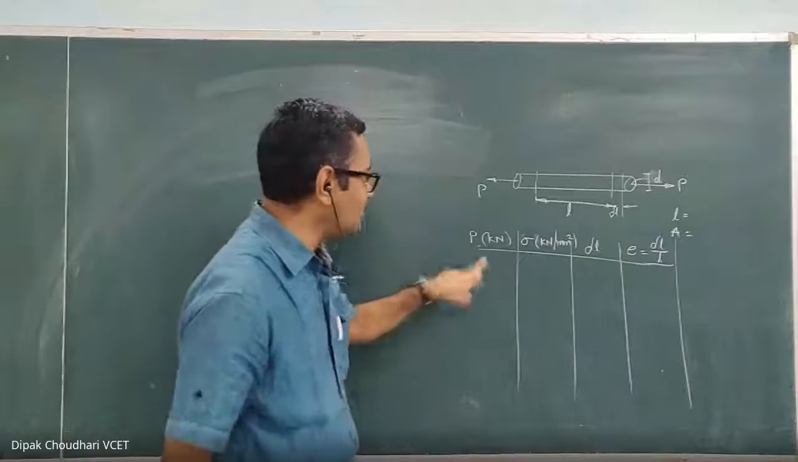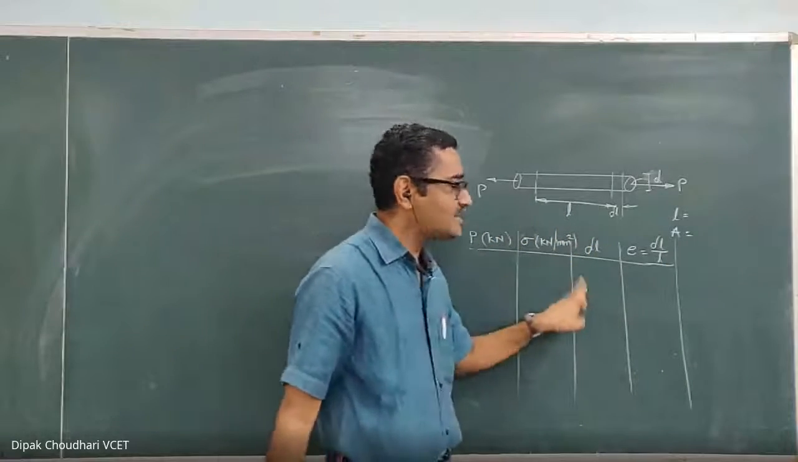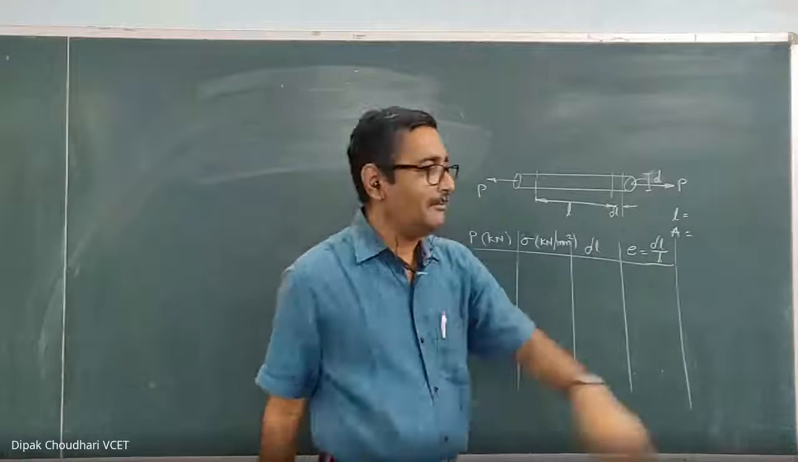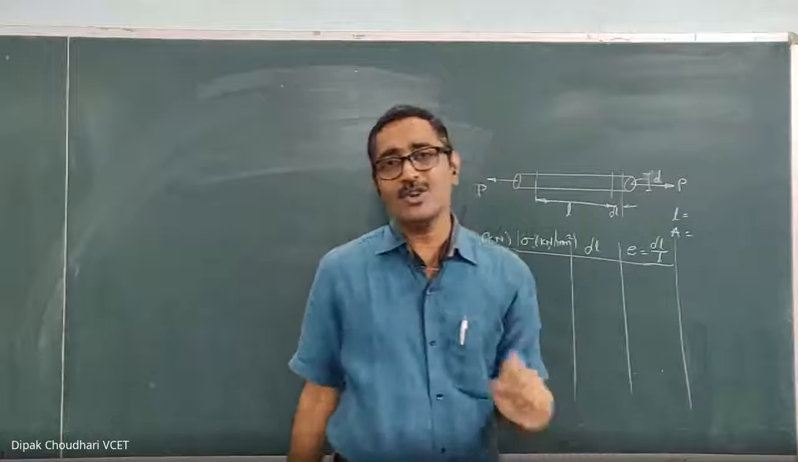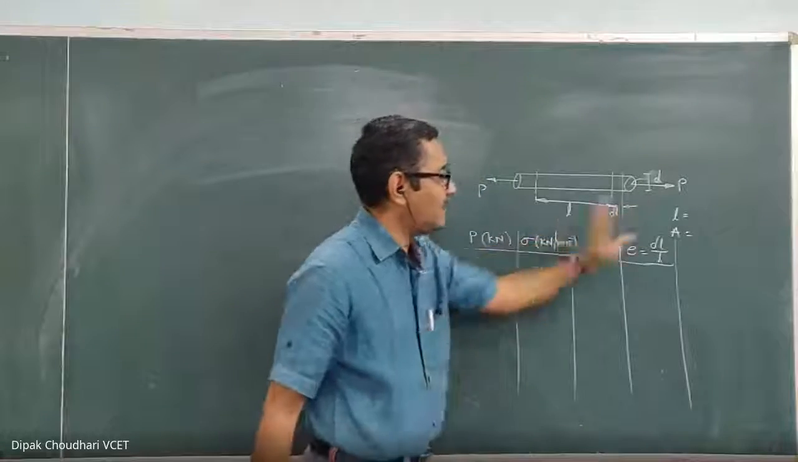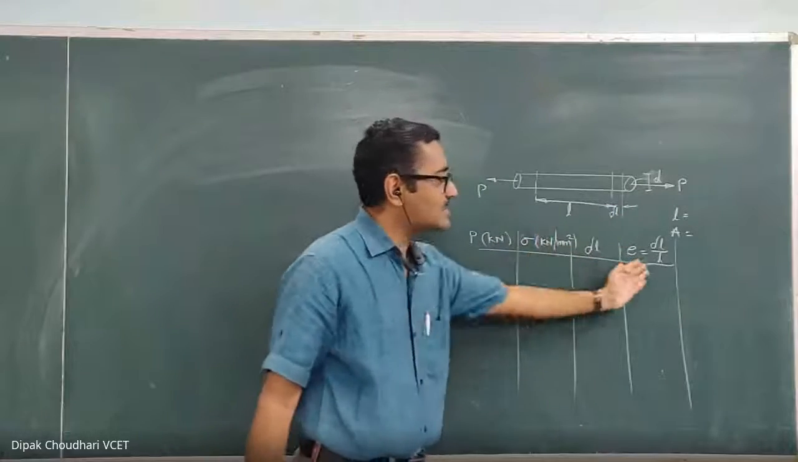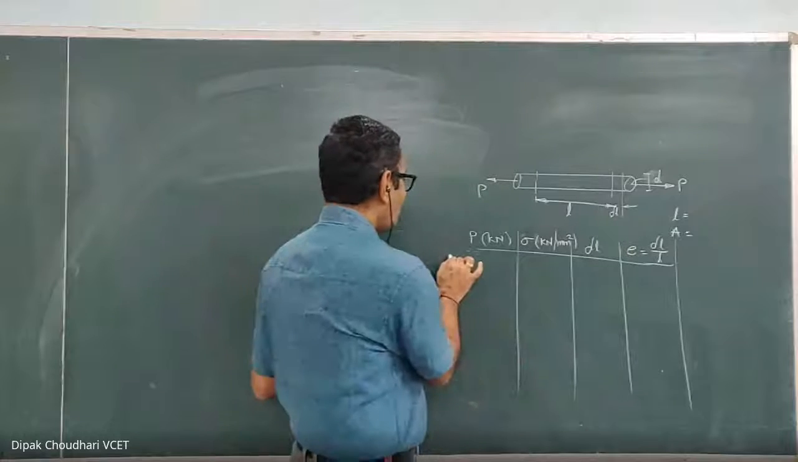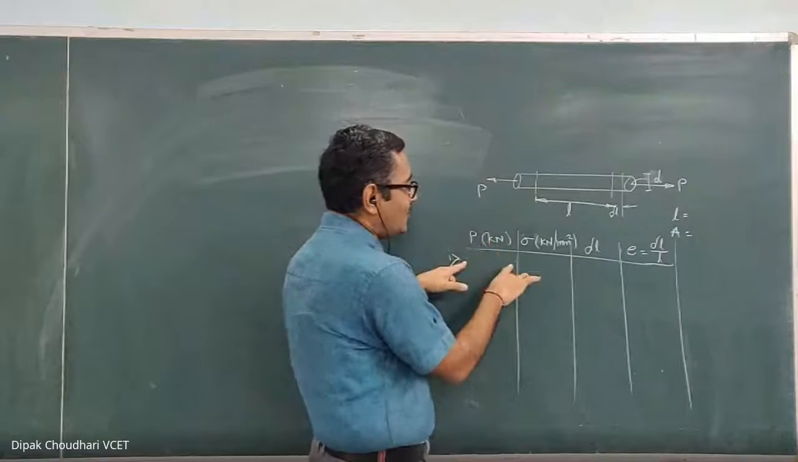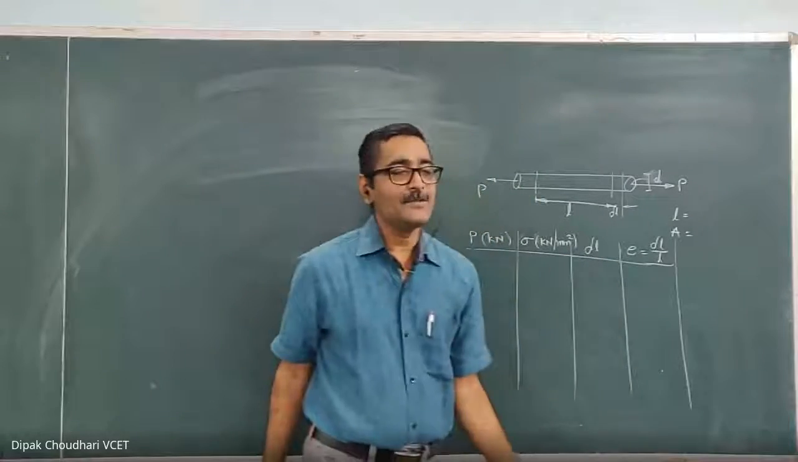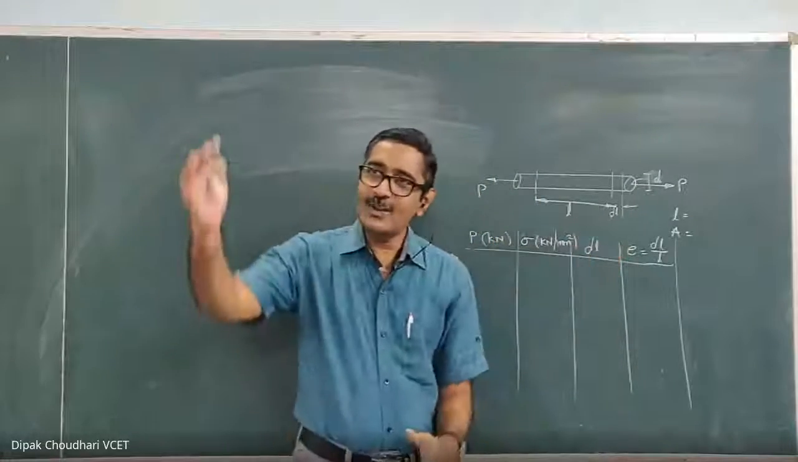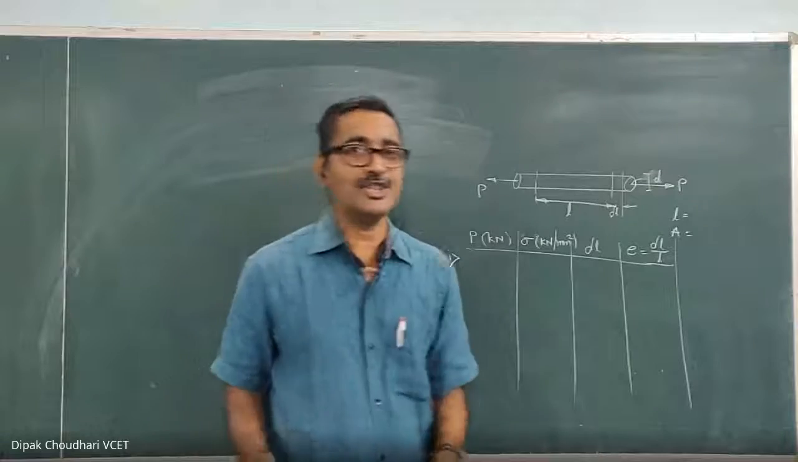Actually, we have to take only two readings: how much is P and how much is delta L. Before starting the experiment, we have to measure the gauge length and the cross-sectional area. You have to write that down and use it to calculate the stress and strain. For each reading, you have to record only the value of P and the deformation delta L.